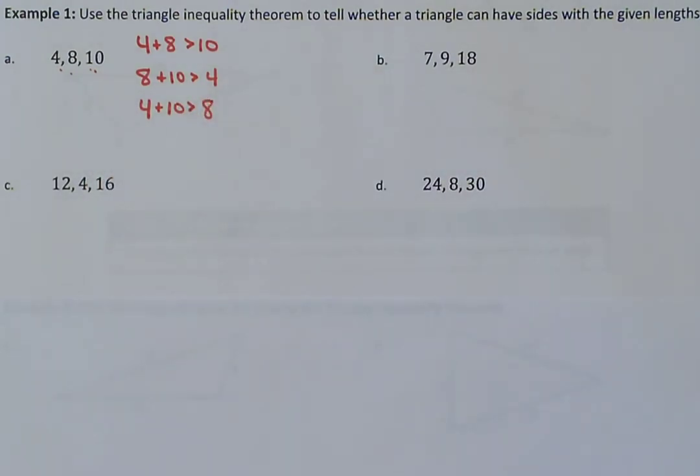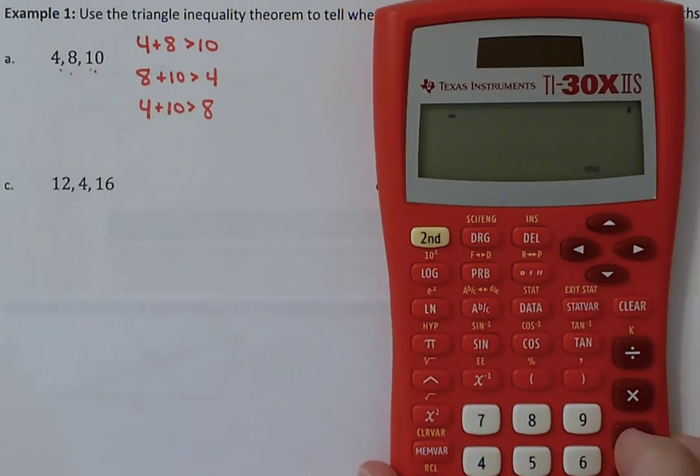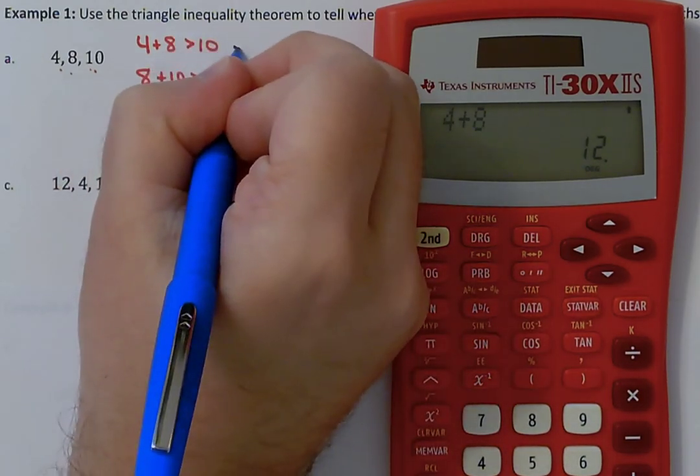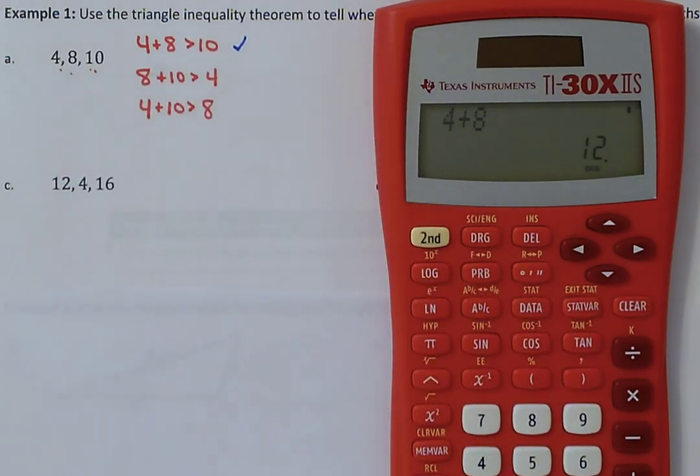So we're going to go through and position the numbers all in different spots, and then see if we get a true statement for all 3 inequalities. If I can say that all 3 of these inequalities are true statements, then you can say yes, you have a triangle. So what we're going to do is take our calculator, and we're just going to use it to guide our simple addition. So if we do 4 plus 8, we get 12, and 12 is greater than 10. So my first statement is true.